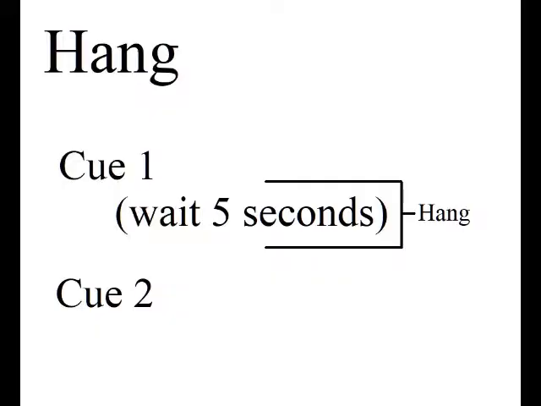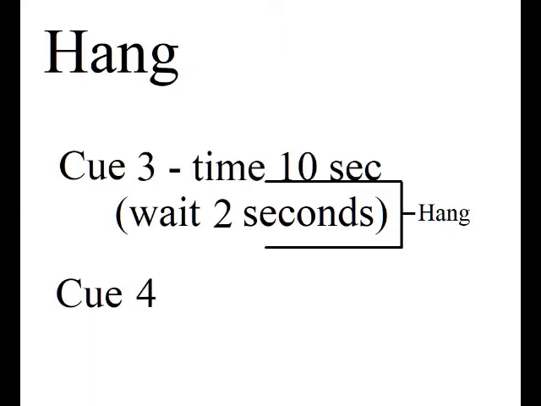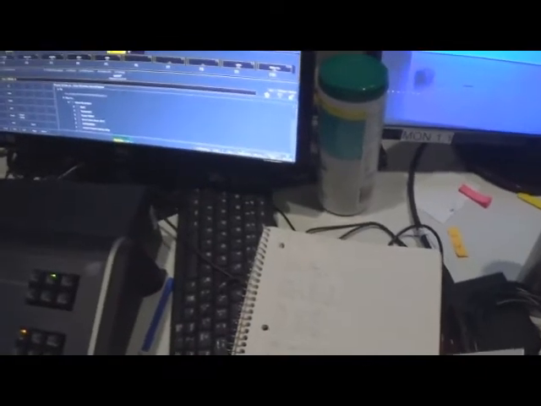A hang begins as soon as a cue is complete. Using the same example as before, if you want cue 4 to begin 2 seconds after cue 3, then you will set your hang to 2 seconds. Your console will wait until cue 3 is complete and then wait 2 more seconds for your hang before automatically moving into cue 4.